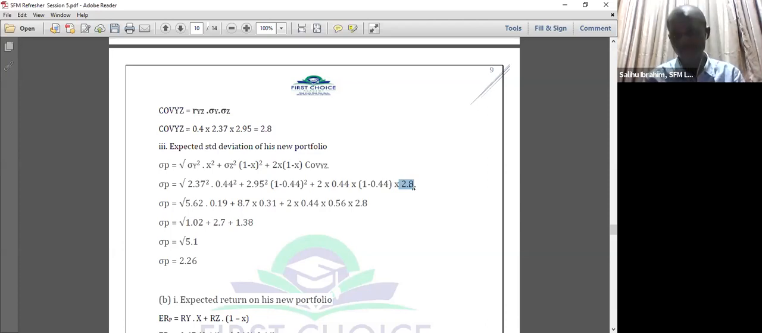You just have to sit down and make sure you understand this formula. It's not part of what we give to you. It will not be given to you in the exam. So you have to know it.